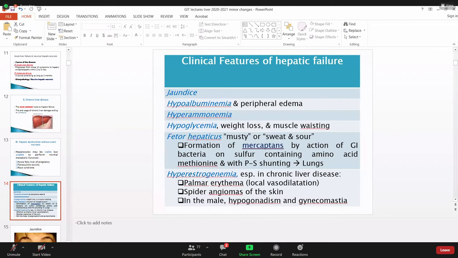The next is hyperestrogenemia. Hyperestrogenemia especially happens in chronic liver disease. There are manifestations giving an idea that the patient has it; we see spider angiomas of the skin, and in males hypogonadism and gynecomastia.